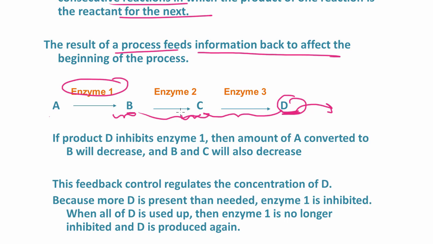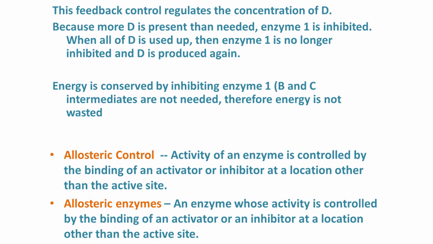But in order for D to be produced, B and C also have to be produced. And we have to have available enzymes 1, 2, and 3. Okay? This is the body's way of conserving energy. It's conserved by inhibiting enzyme 1, and the B and C intermediates are not needed, so energy is not wasted. And as I said, your body is very efficient.